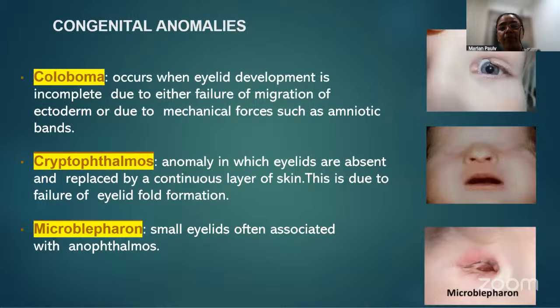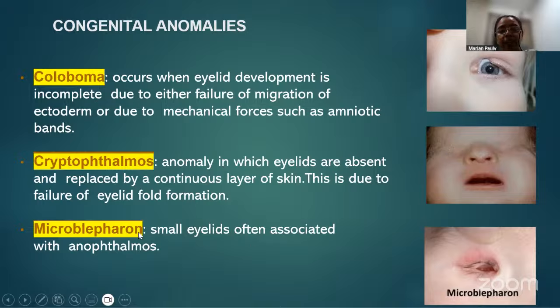So now coming to a few congenital anomalies. Coloboma, when eyelid development is incomplete due to either failure of migration of ectoderm or due to some mechanical force such as amniotic band on the eyelid folds. Second is cryptophthalmos. This is an anomaly where the eyelids are absent and replaced by a continuous layer of skin, as you can see in this picture. This is due to the failure of eyelid fold formation.